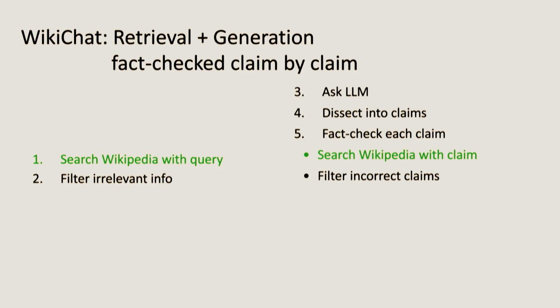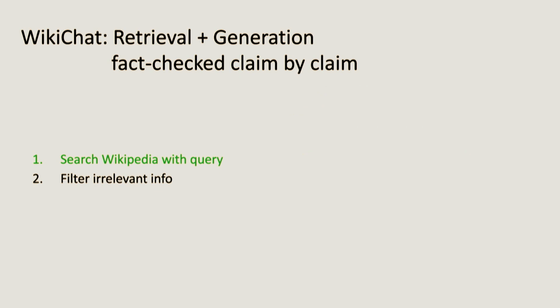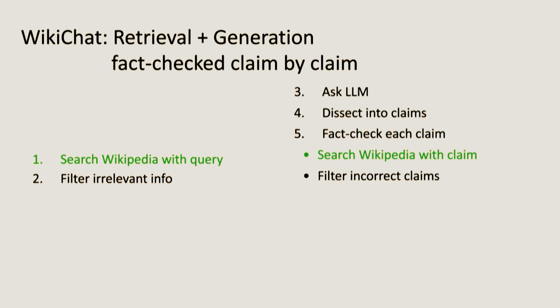So the overview of the WikiChat system is that given a user conversation, the history of the conversation, we search Wikipedia with one or more queries, and then we filter out relevant information. So that is one new part I will talk about in more detail.